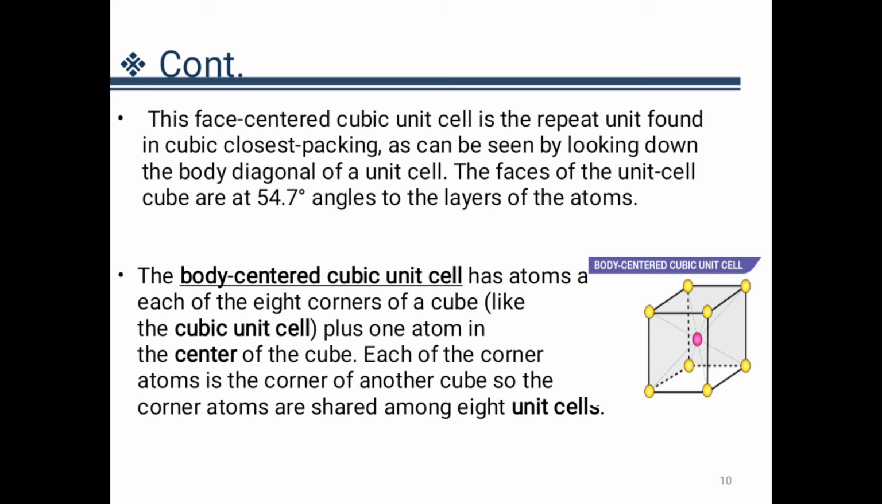The body center cubic unit cell has an atom at each of the eight corners of a cube like the cubic unit cell, plus one atom in the center of the cube. Each of the corner atoms is the corner of another cube, so the corner atoms are shared among 8 unit cells. So it is a very interesting structure of the body center cubic unit cell, in which there is one atom in the center and 8 atoms shown simply on the 8 corners.